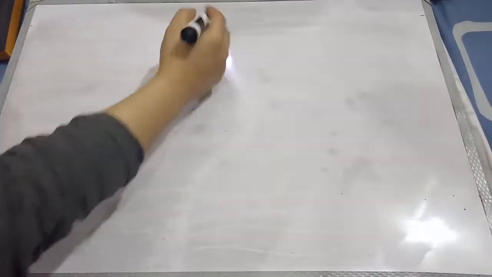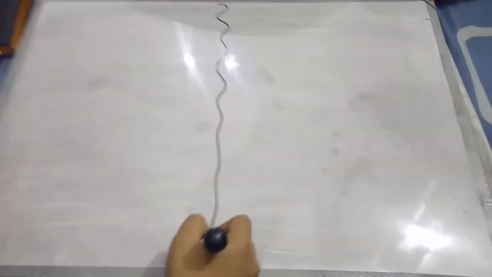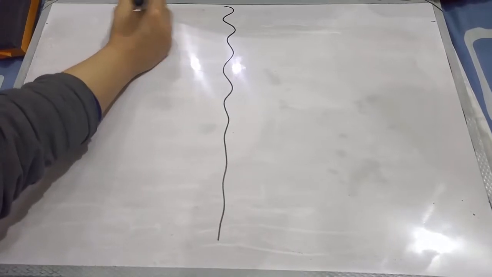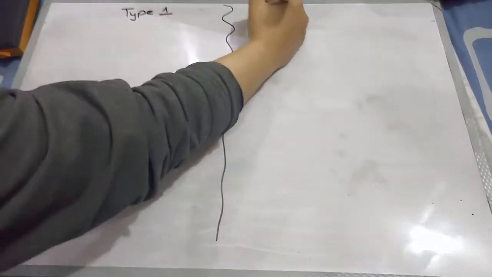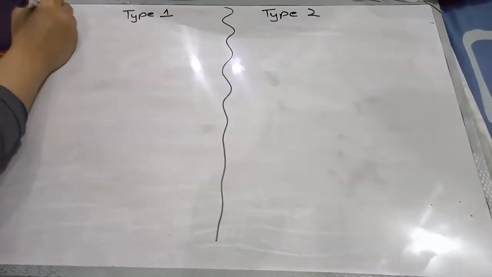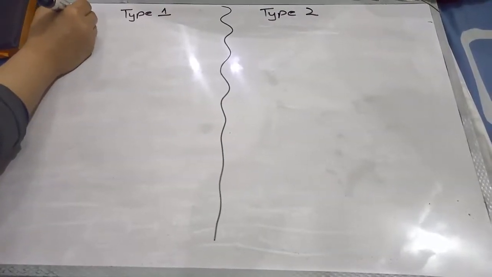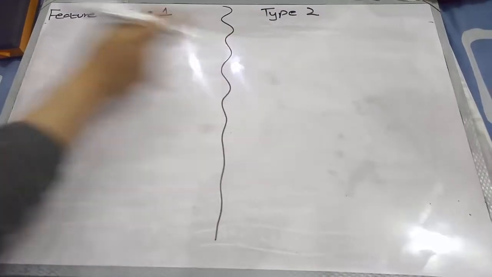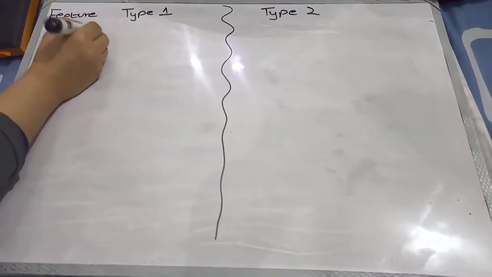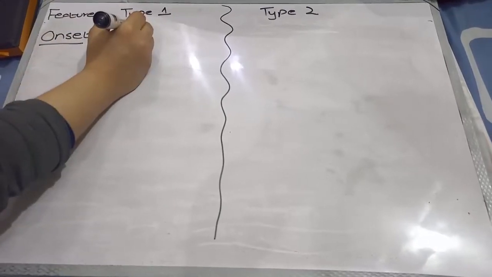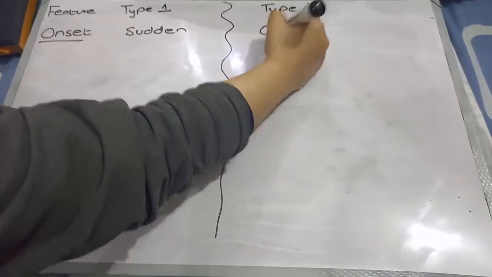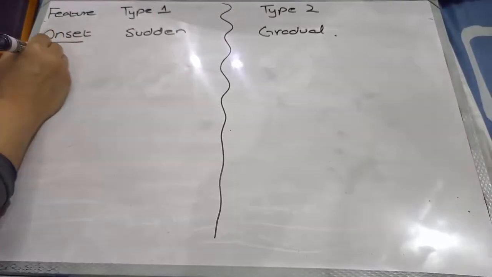So now let's do a comparison of type 1 diabetes and type 2 diabetes. Type 1, type 2. Let's write the features and discuss in detail the difference between these two types. First, let's discuss the onset. Type 1 diabetes is sudden in onset, whereas type 2 diabetes is gradual in onset.